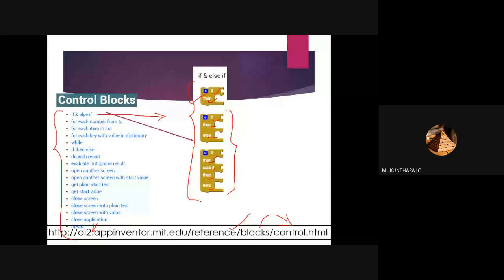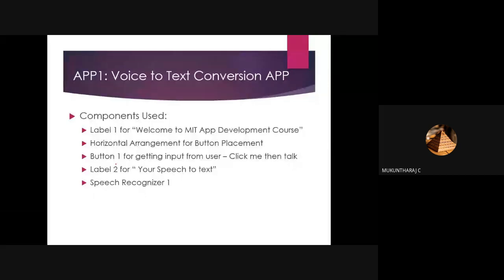Okay, good. So with this introduction, we will start developing apps. Before developing an app, I will list what components are used in that particular app and how the block programming screen is going to look. Then we will move to practically building that app. The very first app we wish to discuss is the voice to text conversion app. This app is going to convert your own voice to text. How we are going to check that, we will see.